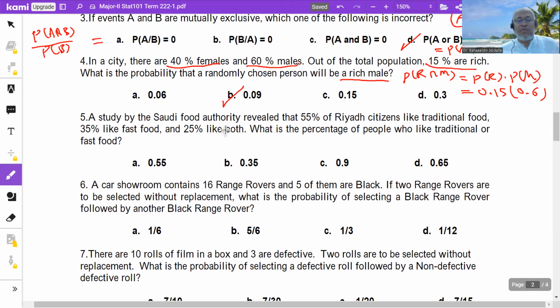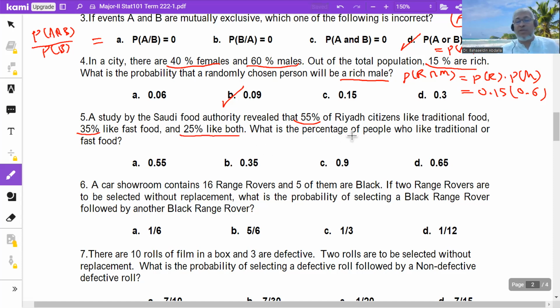A study by the Saudi Food Authority revealed that 55% of Riyadh citizens like traditional food. So this is the probability of people who like traditional food. 35% probability of people who like fast food. 25% like both. What is the meaning of both? Intersection. So they like both traditional and fast food.